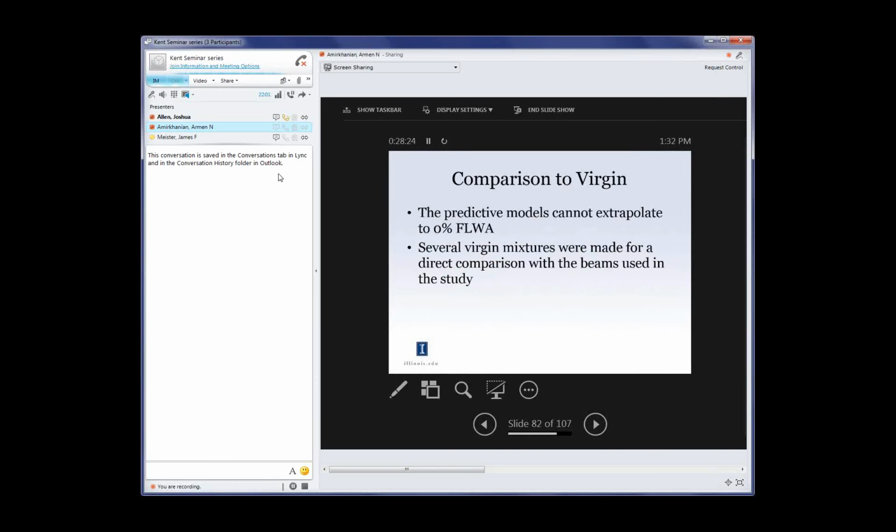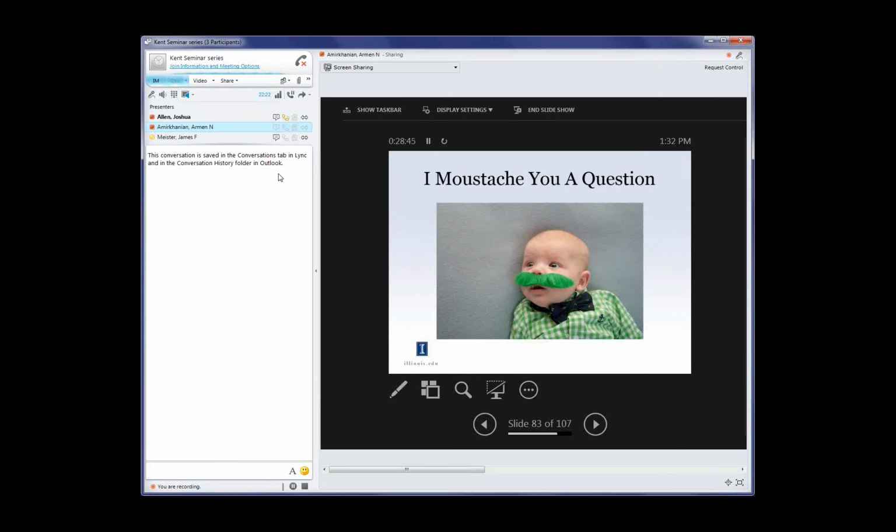Now, as I said before, these models cannot predict to a virgin mix. They cannot be extrapolated down. So we cast some virgin mixes so that we could directly compare to the results we had, because we wanted to see if this is actually better than adding no lightweight. So I need to ask you a question.